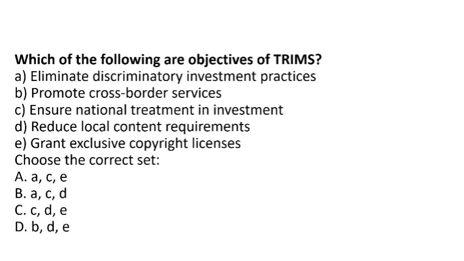Moving to the next question, which is related to the TRIMS. Which of the following are objectives of TRIMS? A. Eliminate discriminatory investment practices. B. Promote cross-border services. C. Ensure national treatment in investment. D. Reduce local content requirements. And E. Grant exclusive copyright licenses. Options are there on your screen. You can give your answer in the comment box.